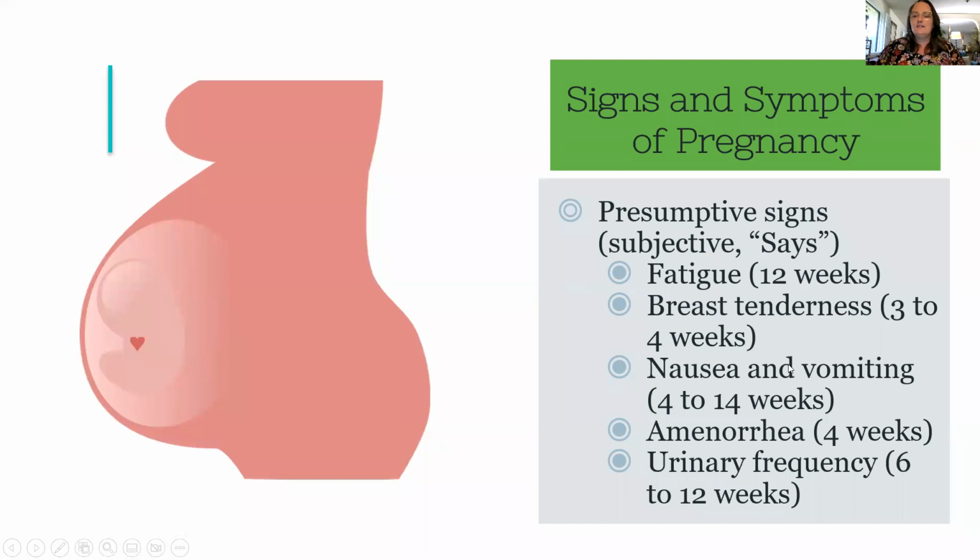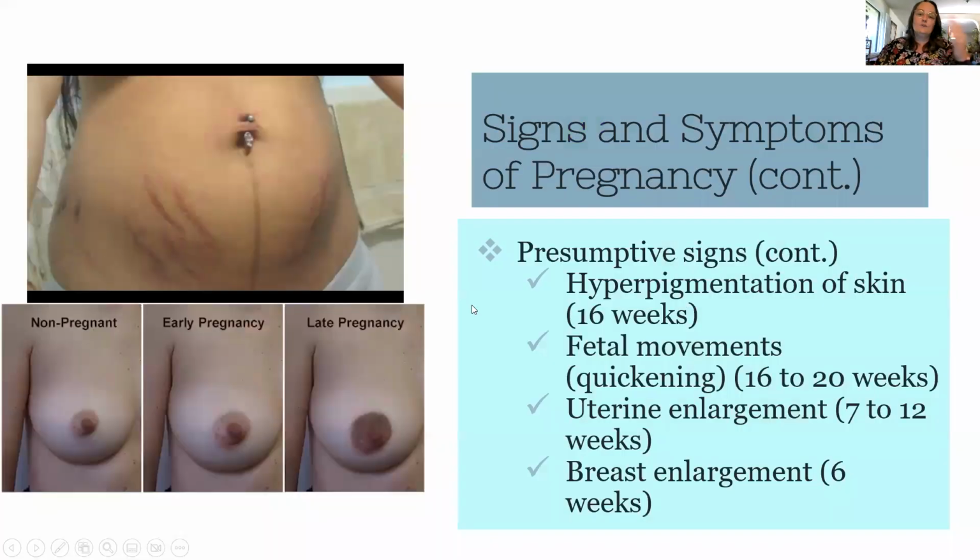Fatigue, breast tenderness, nausea, vomiting, amenorrhea, urinary frequency. So these are not definitive for pregnancy because they could be caused by something else. And then here are more presumptive signs: hyperpigmentation of the skin, breast enlargement and darkening of the areola, uterine enlargement, fetal movement, considered presumptive because quickening is what the mom or birthing person says she feels.